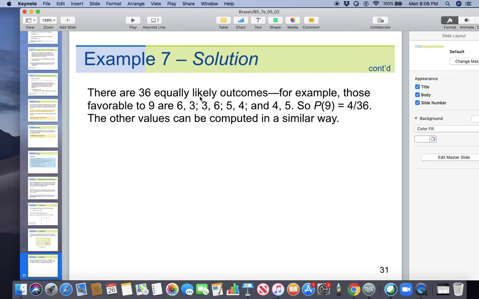So there are 36 equally likely outcomes. For example, those favorable to 9 are 3, 6 gives me a 9. 6, 3 gives me a 9. 5, 4 gives me a 9. 4, 5 gives me a 9. So the probability of 9 is 4 out of 36. All the other values can be computed in a similar way. So this is how we actually find probability.